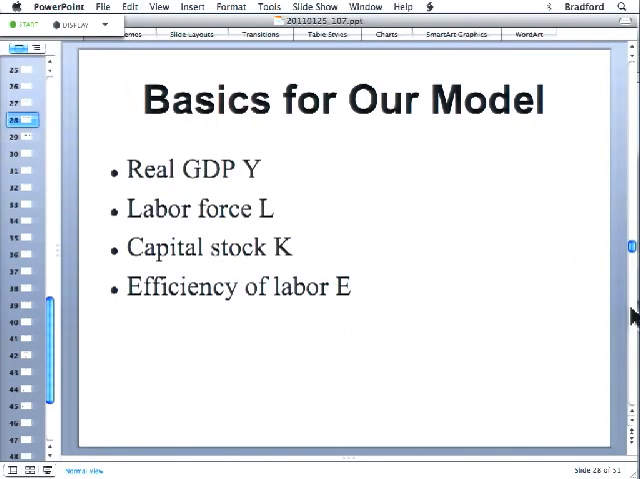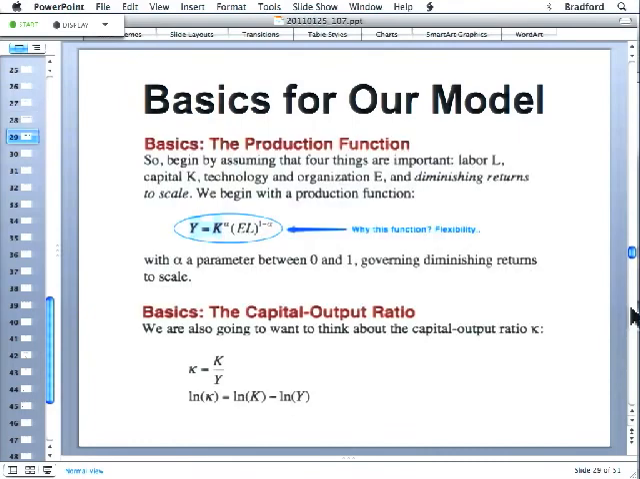And for the efficiency of labor, we're going to use the letter capital E, E for efficiency. And we're going to start with a production function. We're going to write down a simple algebraic mathematical rule relating what the real GDP of an economy is going to be as a function of its capital stock, of the efficiency of the labor force, and also of this little Greek alpha thing, the script A, which is going to tell us something about the relationship between capital accumulation on the one hand and increasing productive potential on the other.